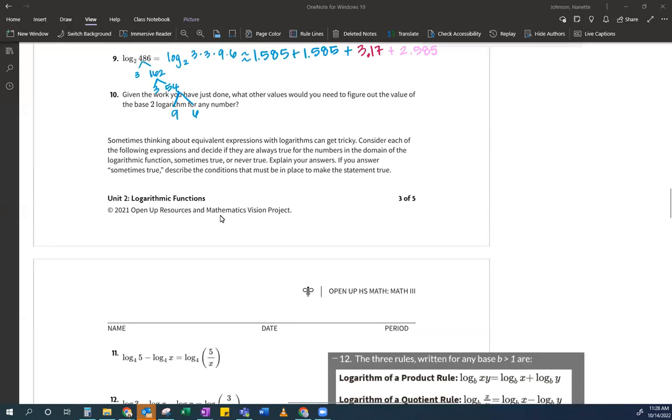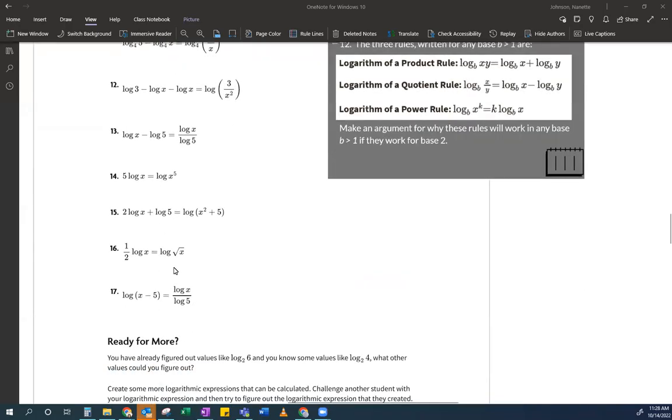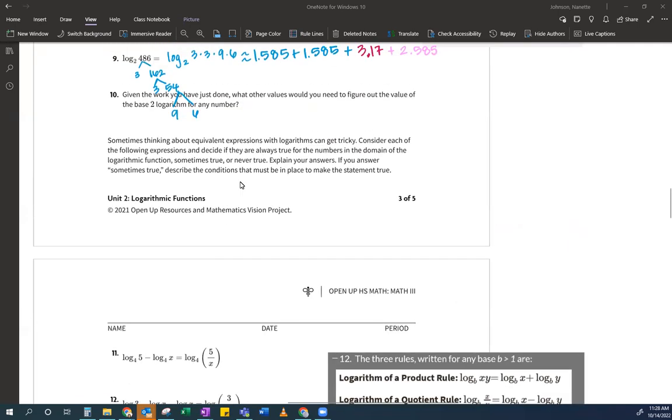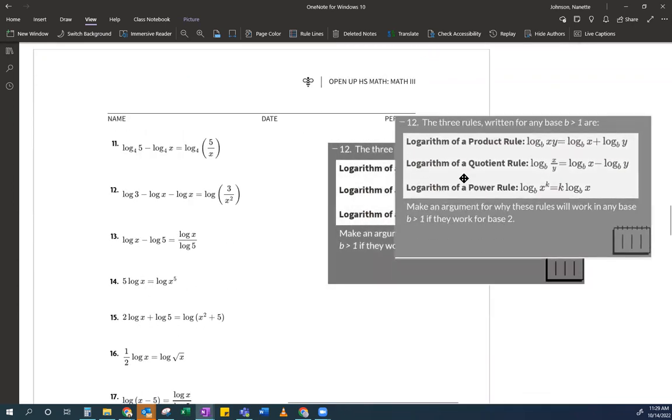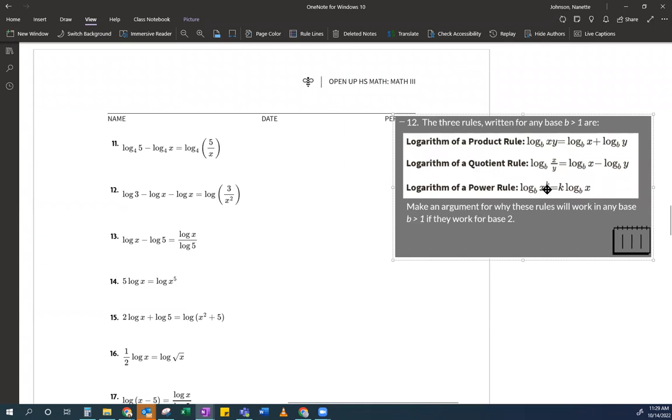Okay, so for this, we're going to look at these expressions down here, and we're just going to see if they're always, sometimes, or never true. And then if they're sometimes true, describe the conditions in which they will be or will not be true, if that makes sense. So again, I'm going to use these rules over and over again to see if this is so.